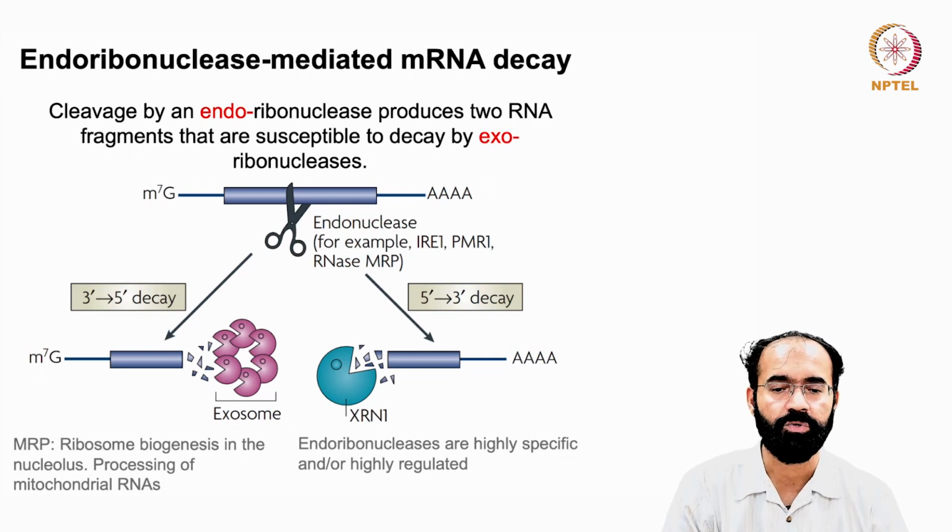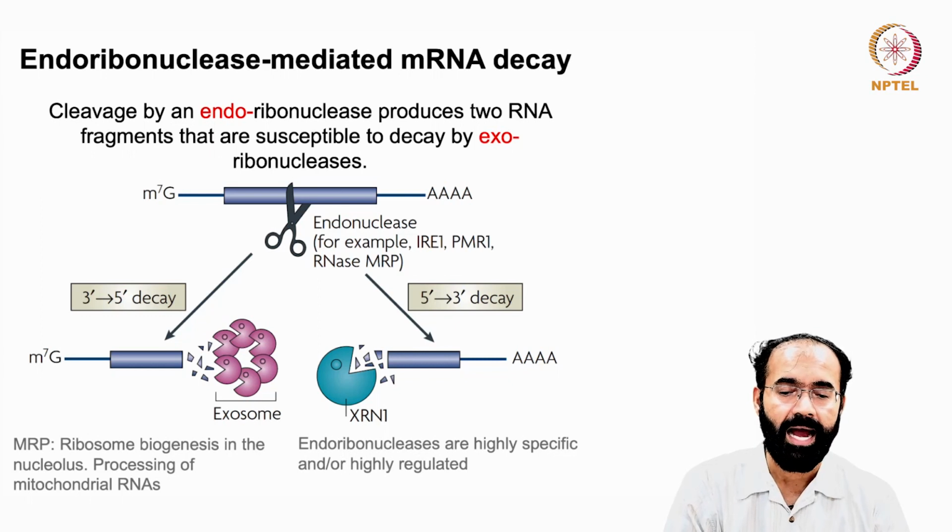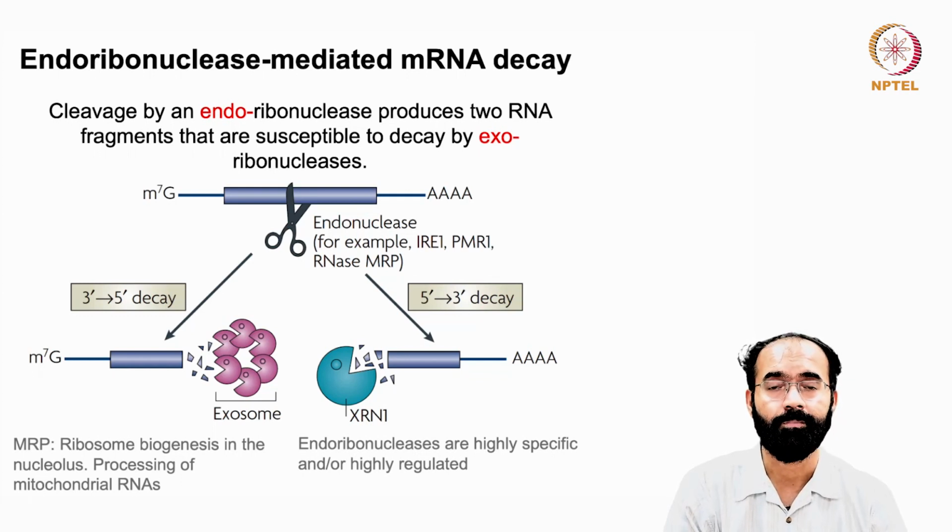Cleavage by an endoribonuclease produces 2 mRNA fragments that are susceptible to decay by exonuclease. This 5' end is protected, this 3' end is protected. But when you cut it, you are creating a new 3' end and a new 5' end. So the 3' end will be chopped up by exosome, the 5' end will be chopped up by XRN1. Simple. So what are the enzymes doing this? IRE1, PMR1 and RNase MRP, these enzymes can come and act right in the middle of some RNA.